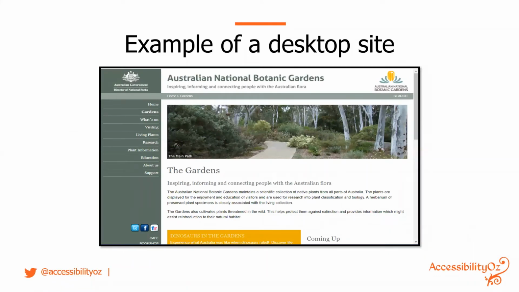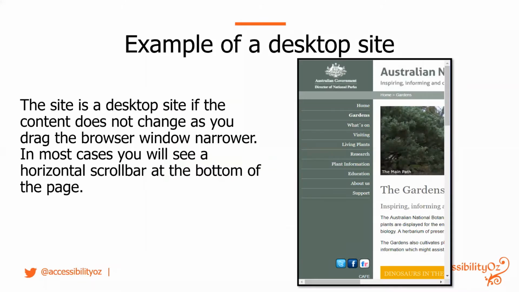So here's an example of a desktop site. You've got the Australian National Botanic Gardens, with your left-hand navigation, your header, and a little bit of text in the middle. This is what it looks like on a desktop. And on a mobile, responsively sized window, you can see that it's exactly the same, it's just cut off. The content doesn't change at all as you drag the browser window narrower, it just cuts off certain information. You get a horizontal scroll bar at the bottom of the page. And those who know 2.1 would know, of course, that that fails one of the new 2.1 requirements.